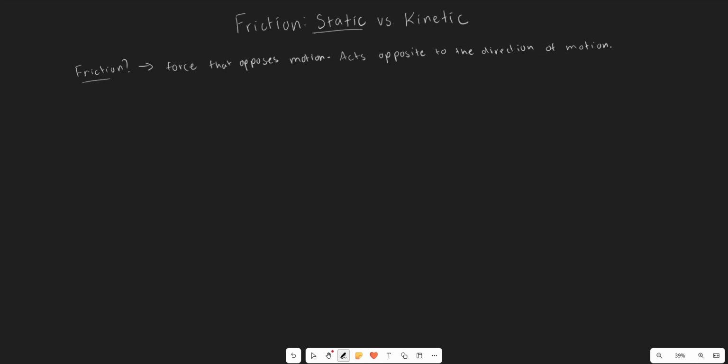Oh, and first, before we move on to static and kinetic friction, there's an equation for the kinds of friction. The force of friction is equal to mu, which is the frictional coefficient, like what kind of surface it is, times the normal force. So mu times normal force. So what is normal force?